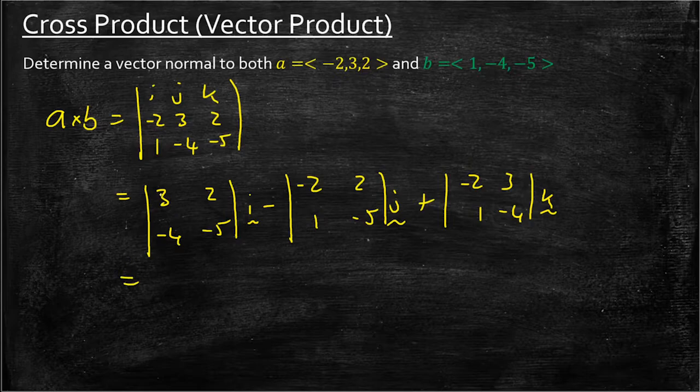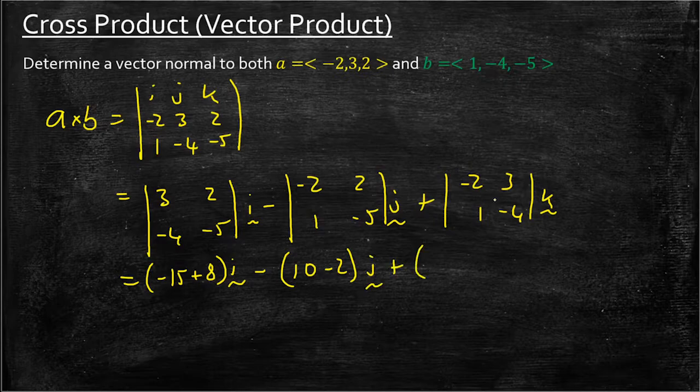Then we need to find the determinants of each of these. So 3 times negative 5 is negative 15. Take away 2 times negative 4, which is going to be a positive 8. The negative and a negative makes it a positive, and that's in the I direction. Take away negative 2 times negative 5, which is 10. Take away 2, that's in the J direction, plus 8 take away 3 in the K direction.